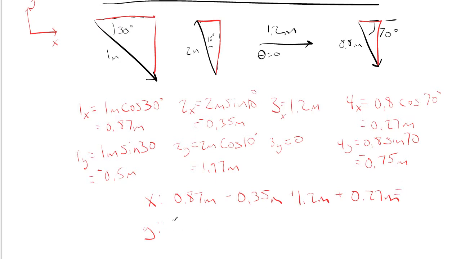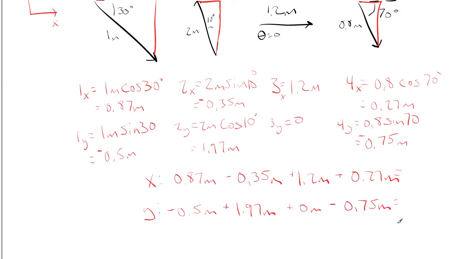While somebody's calculating that for me, I'm going to go ahead and do the y direction. I'm adding all the y components together just like normal numbers. Negative 0.5 meters plus 1.97 meters plus 0 meters minus 0.75 meters. All right? I still hold the x and y components to be independent. Sometimes I'll do this in a table. If it helps you to see it, do it in a table by all means. All right? Somebody give me the answer, please.